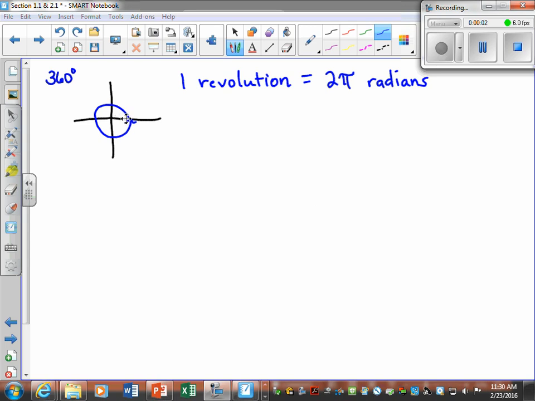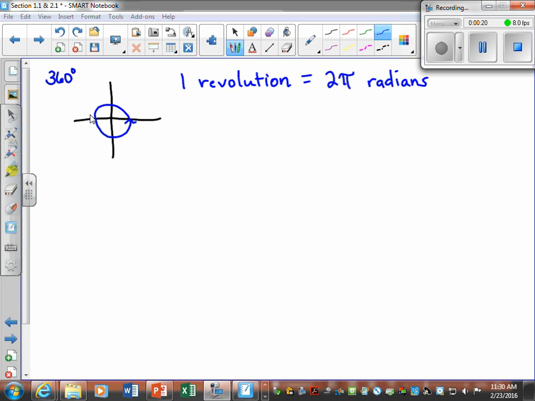Okay, so if I start with my initial side, I go all the way around, that's 360 degrees, but we're going to be focusing on radians. So 1 revolution all the way around is equivalent to 2 pi radians. Okay, so how much is it if I go halfway around?